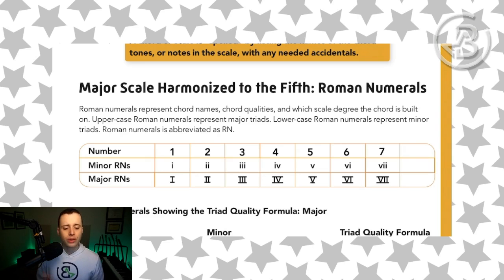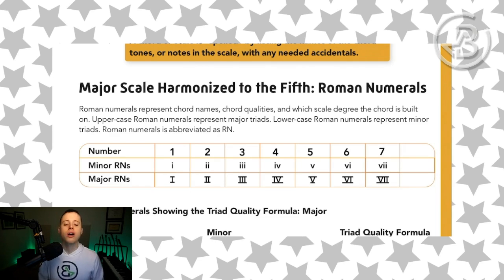Now, the reason why we need the lowercase and the uppercase Roman numerals is because we're going to use lowercase Roman numerals to describe minor chords. So the Roman numerals are actually going to show the quality. And uppercase Roman numerals are going to show major chords, so they are also going to show a quality. So we're going to show the difference between major and minor chords with Roman numerals.